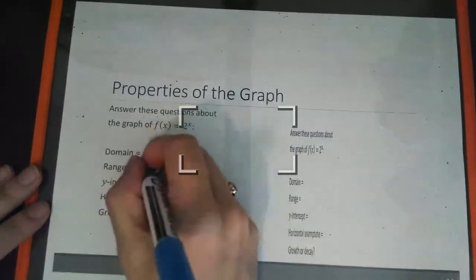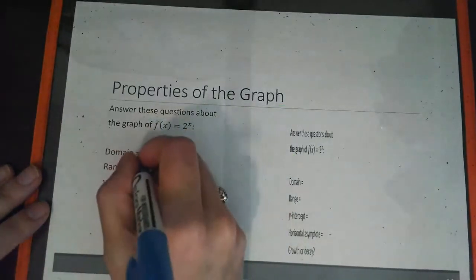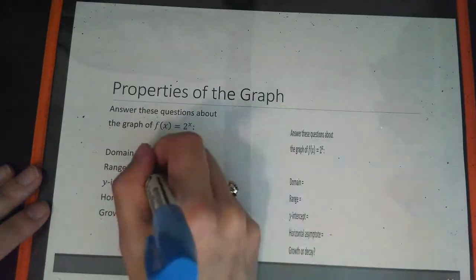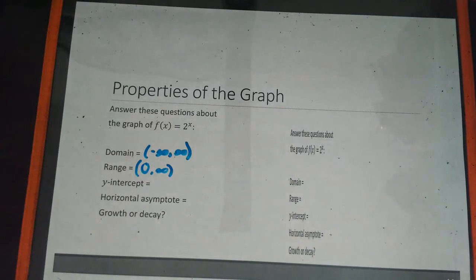Range. We're going to get really, really close to 0, but we're not going to touch it. To say we don't touch it, we use parentheses. And then we go up to infinity. If we were able to touch 0, we'd use a bracket, but we can't.